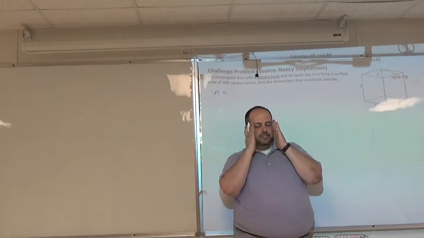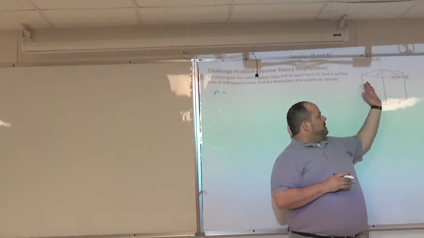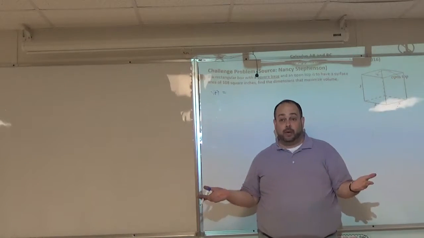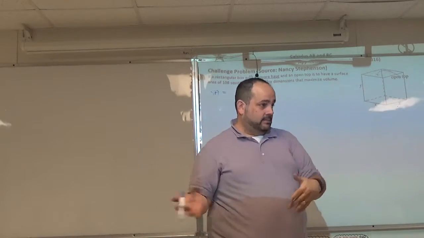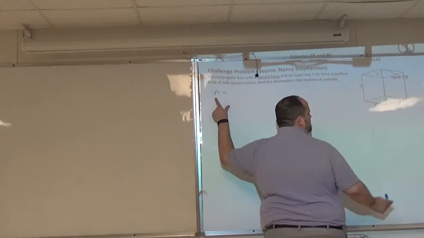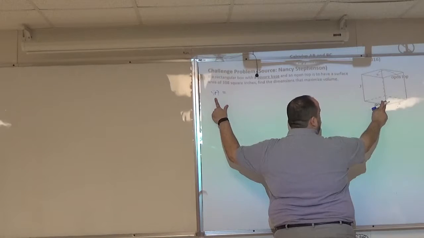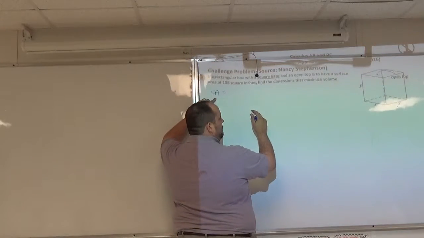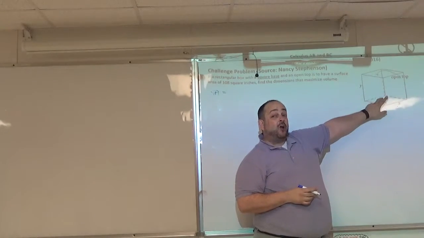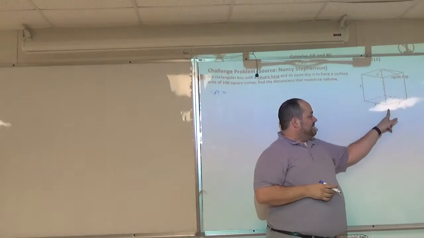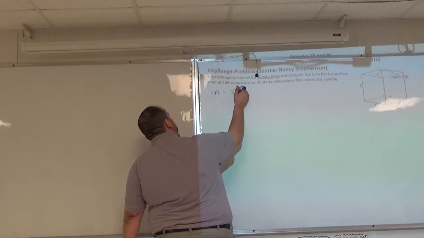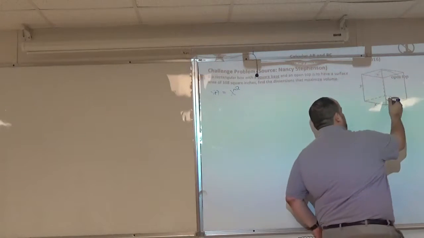Surface area means if I was to paint all the sides of this box, how much paint would I use? That's the basic definition of surface area. So let's start with the bottom. What's the area of the bottom? No, it's not 2x. The base of the box is x by x, so the area is x squared. So surface area involves x squared, that's the bottom.